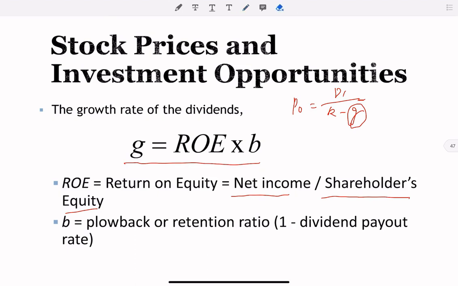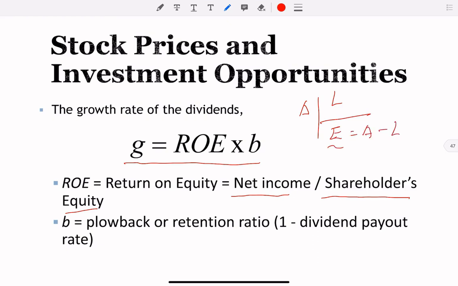Remember, in your accounting course, you have assets here, you have liabilities here, and this corner gives you shareholders' equity, which is assets minus liabilities. So here B is basically the plowback ratio, or you could say B is 1 minus the dividend payout ratio. Well, we know that the dividend payout ratio plus the plowback ratio gives you 100%.